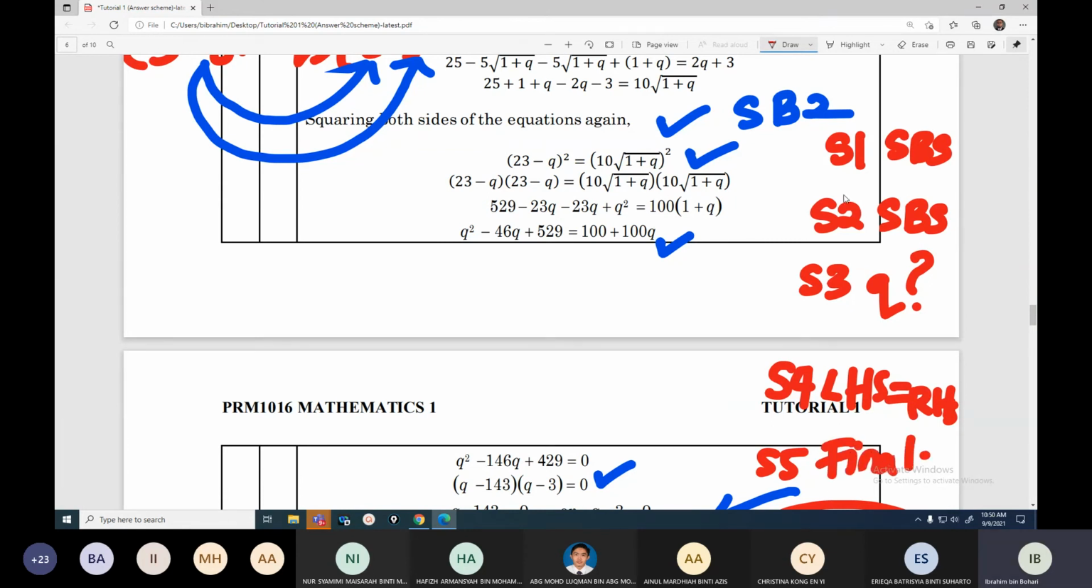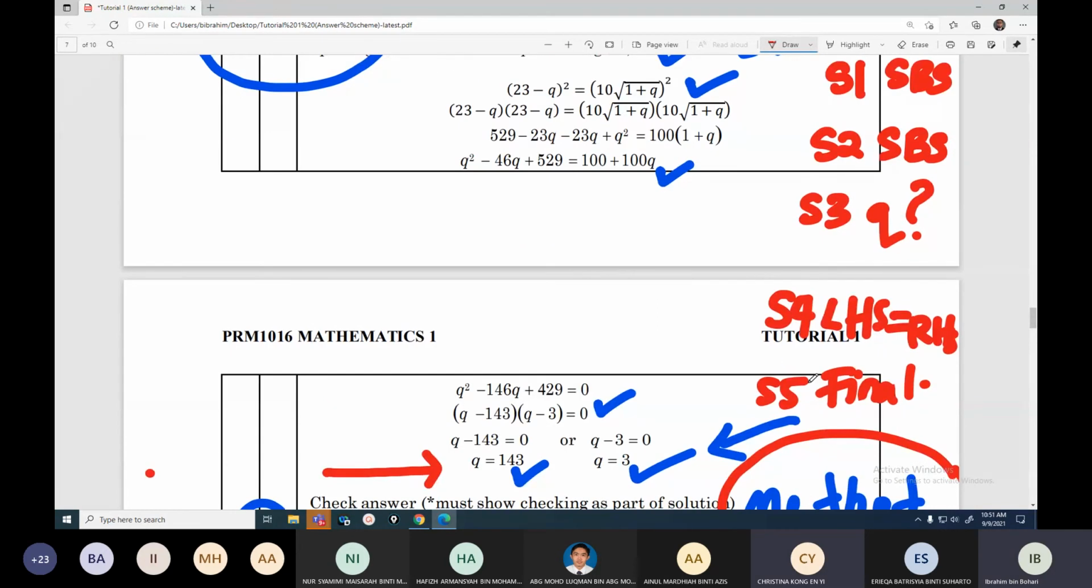Okay, this one you follow dia punya step saja. Step 1, square both sides. Step 2, square both sides again. Step 3, here you find the value of Q. Step 4, here you compare left hand side, right hand side. And last, here you punya final answer. You reject or you accept the answer. Okay, jadi this one you punya compare adalah di step 4 tempat dia. Dia ada 5 step. Ya.